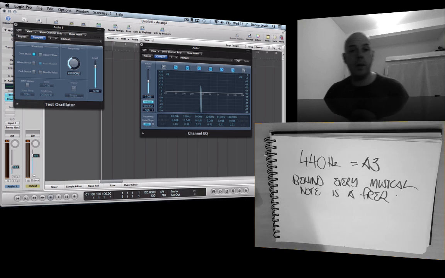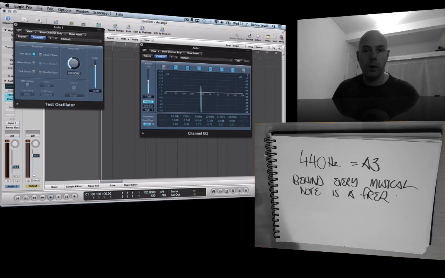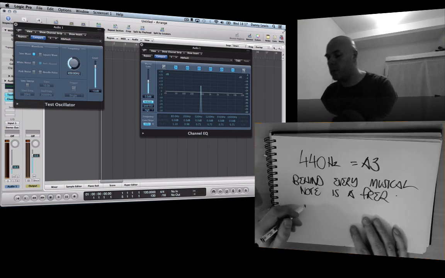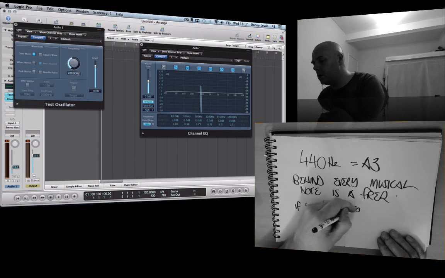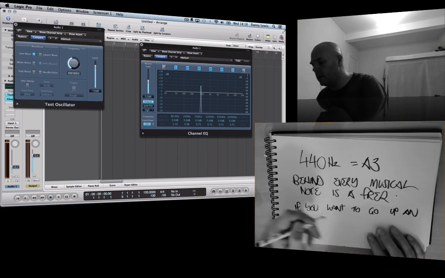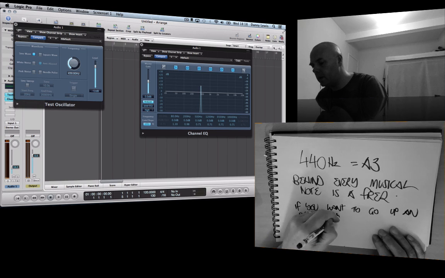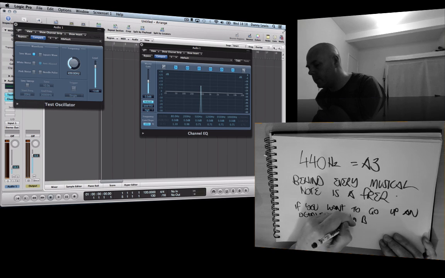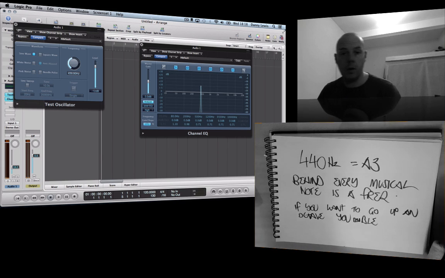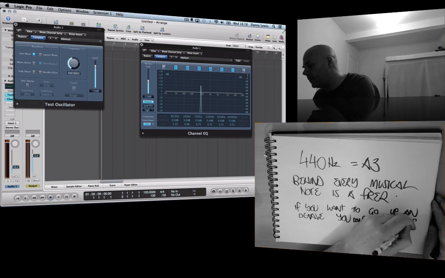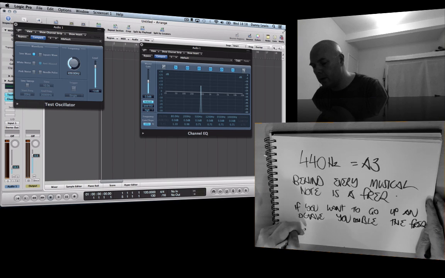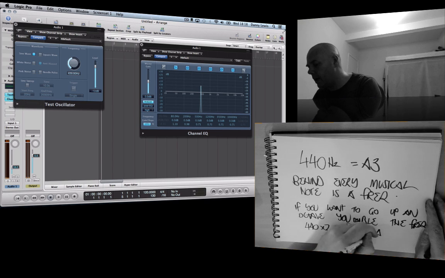And the other important thing to know is the relationship between the frequency and the octaves. An octave is 12 semitones on the keyboard. If you want to go up an octave, you double the frequency. Any of my students from the past will recognize the real scruffy writing here. So we've got 440 times 2 equals 880, which equals A4.